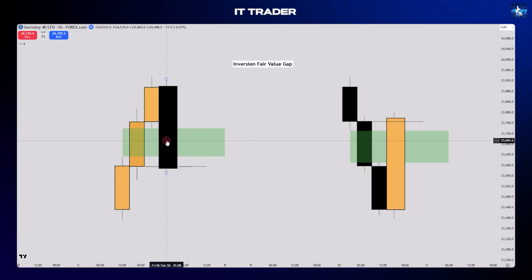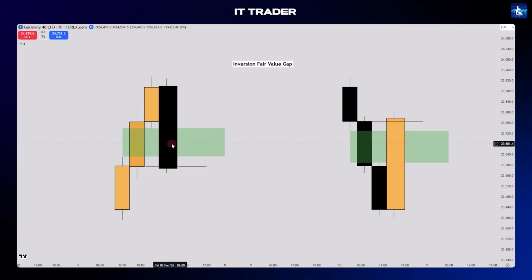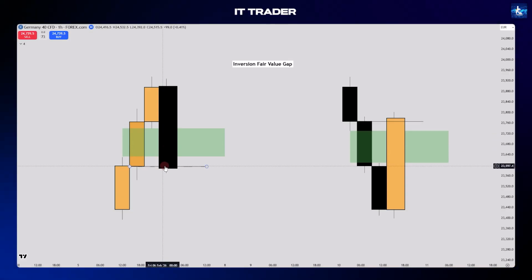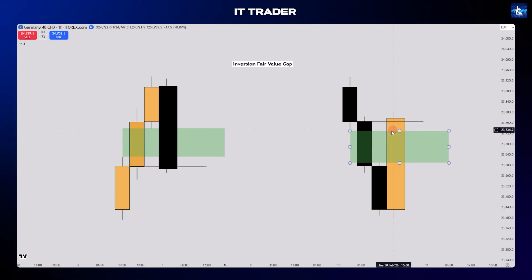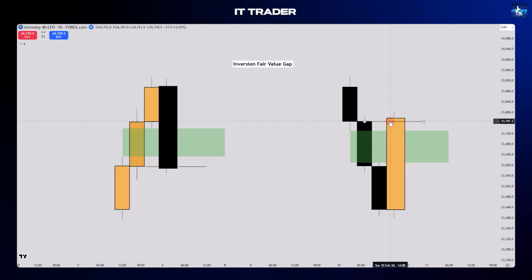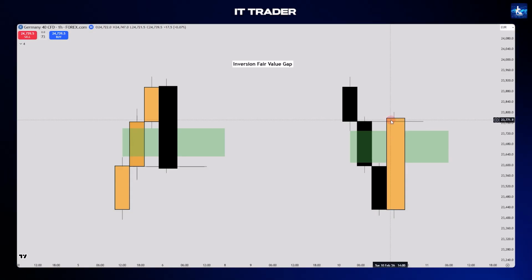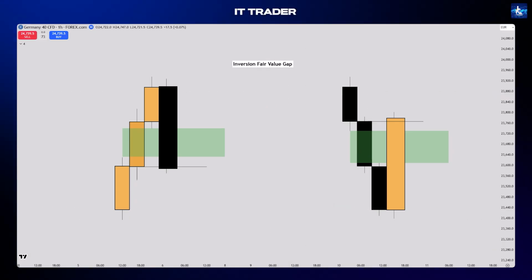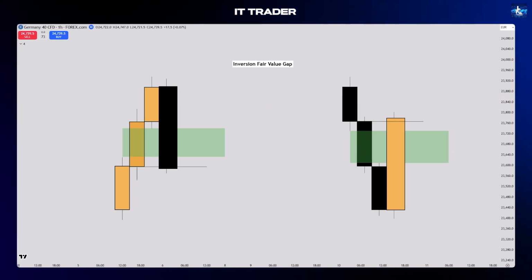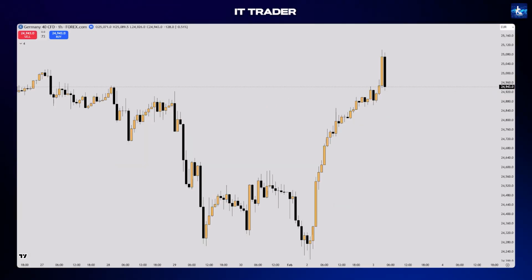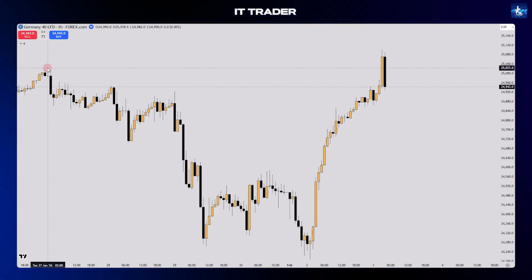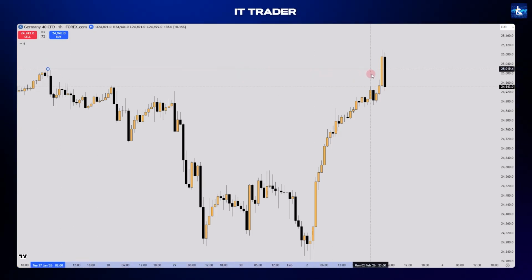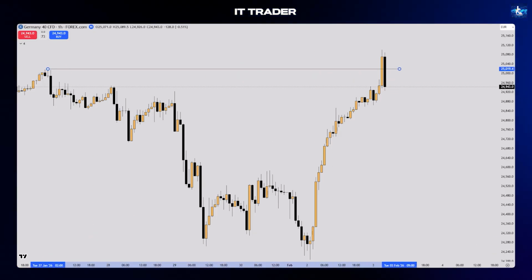An inversion fair value gap forms when the price stops respecting this imbalance. Instead of the expected reaction to the fair value gap, the market breaks through it and consolidates on the other side. It is this disrespect for the initial imbalance that is called inversion. Hence the name, inversion fair value gap. Now that you understand what an inversion fair value gap is, let's move on to the important part, the conditions under which it really makes sense to use this model.